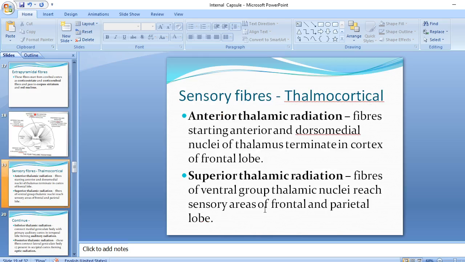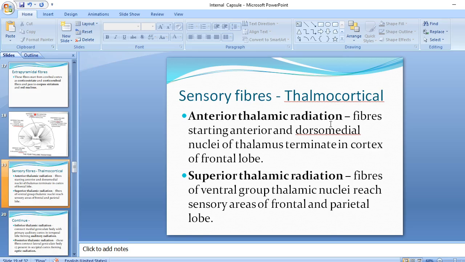So, to summarize, the sensory fibers are known as thalamocortical because the thalamus is the highest center for the integration of the sensory information. They can be classified into four groups.